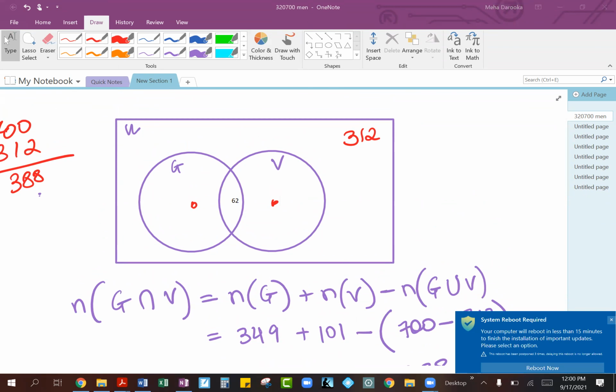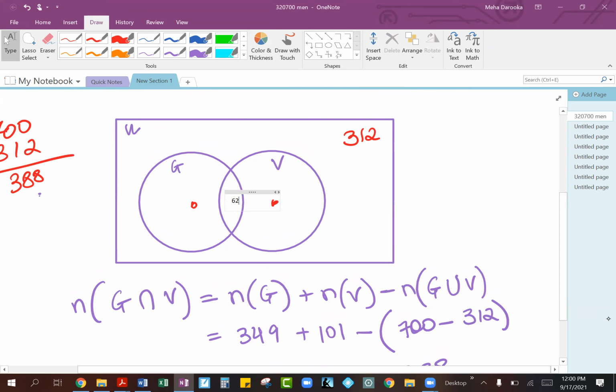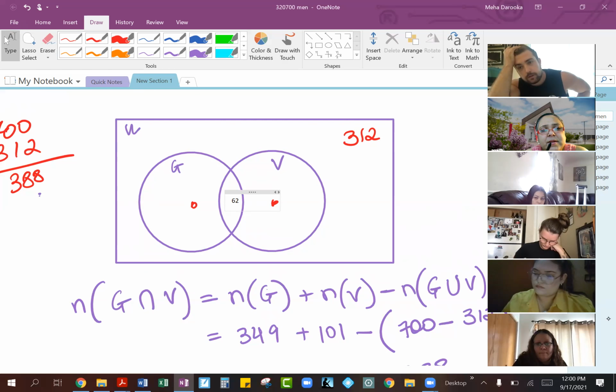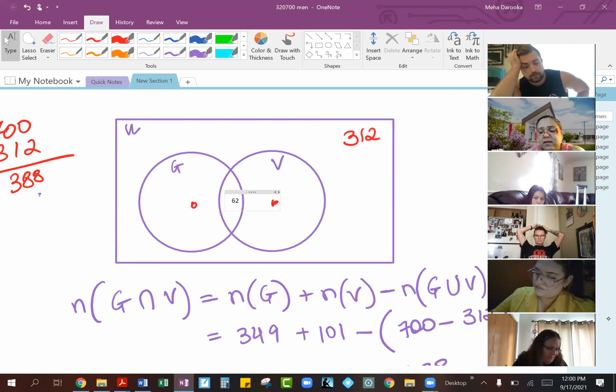Couldn't you do this an easier way instead of doing all that though? How would you do that? 349 plus 101 plus 312 minus 700. It's the same thing. Okay, so you're just adding the three totals and minusing the 700 men. It's still 62, because when you add all three of them, it's 762. Yeah, so that would be more than your total men.